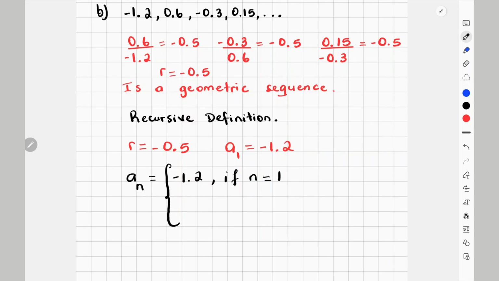And the rule for the nth term is our common ratio, which is negative 0.5, times the previous term. The previous term is represented by A sub n minus 1, or A subscript n minus 1, if n is a whole number greater than 1.